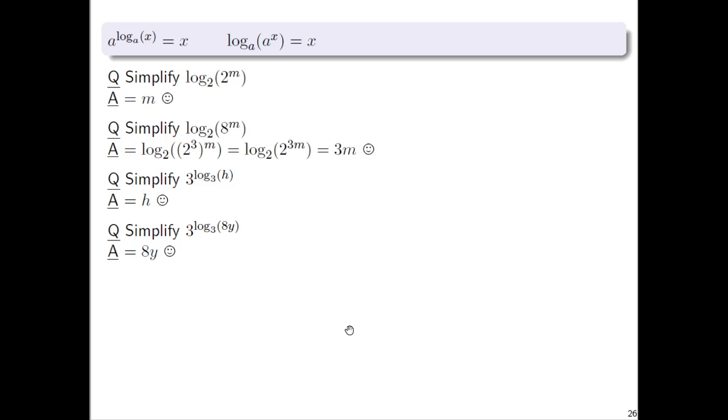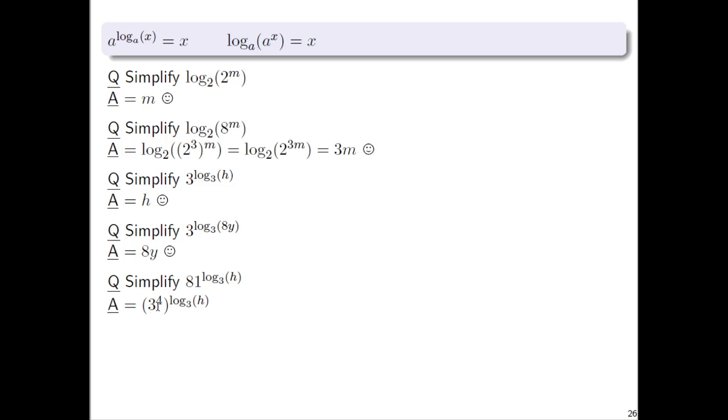So let's look at something a little more challenging. What about 81 to the power log base 3 of h? Now we can't use this formula directly because this formula needs an a there and an a there, but we have an 81 and we have a 3. Those numbers don't match. But we can rewrite 81 as 3 to the 4th. So we have (3 to the 4th) to the power log base 3 of h. We still cannot use the formula yet. I get that there's a 3 here and a 3 there, but there's also this 4, so it's still not in the right format. But here's the thing.